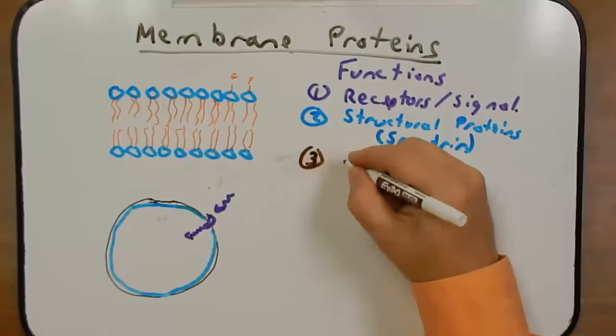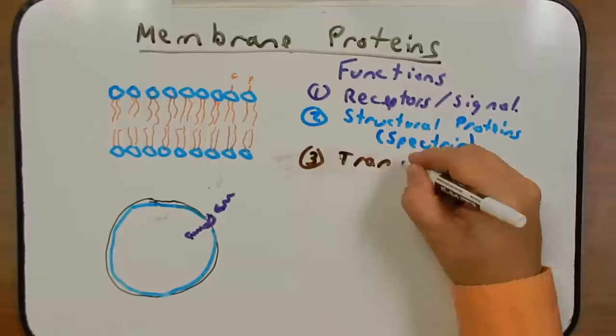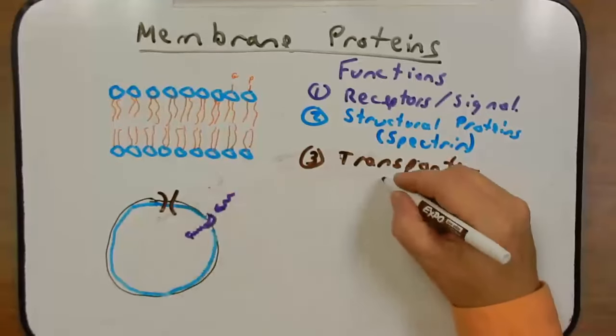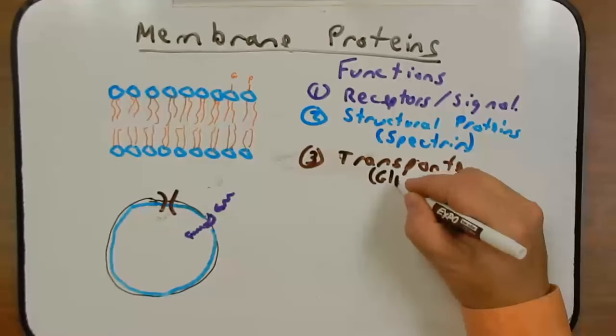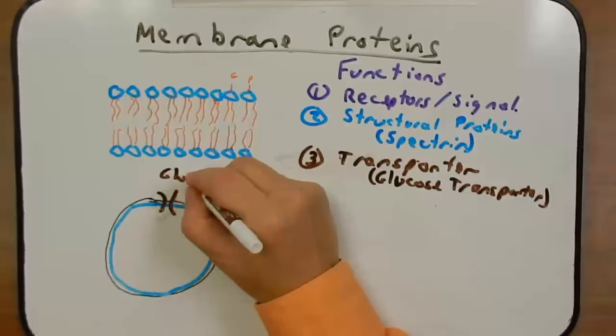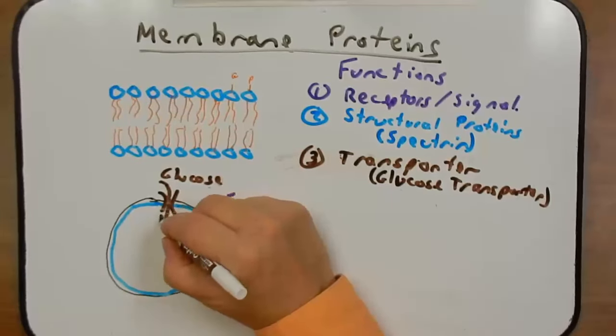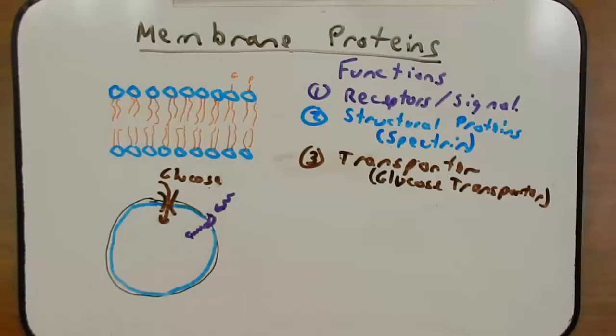The third function I want to talk about is that of proteins acting as a transporter. A good example of this are the glucose transporters, where glucose, which cannot normally go across the membrane, uses these transport proteins to move glucose into the cell.